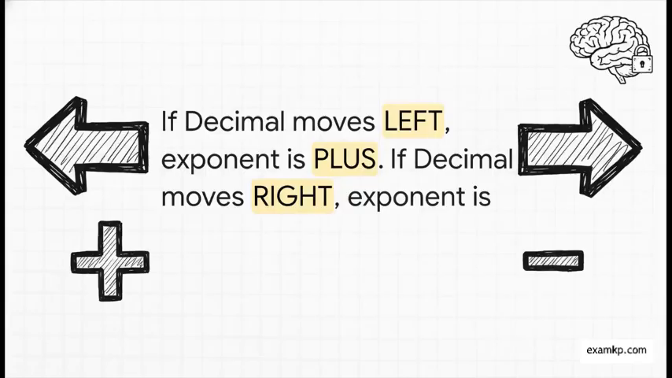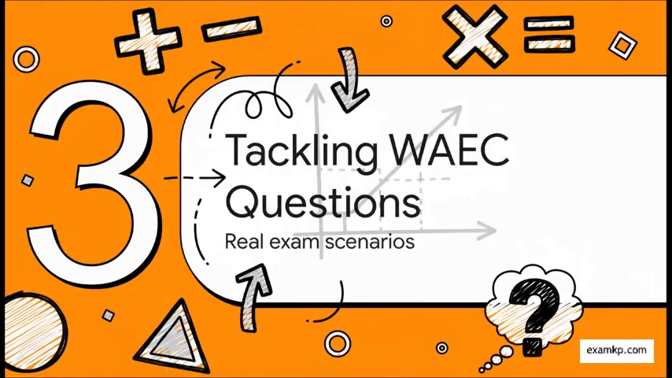And here's a little trick to lock that into your brain for exam day. Just repeat this to yourself over and over. Left is plus, right is minus. Left plus, right minus. It's a really simple trick, but it will save you from so many careless mistakes when you're under pressure.